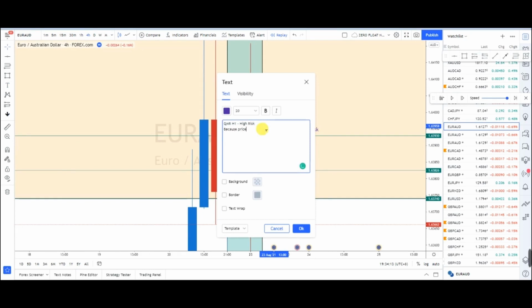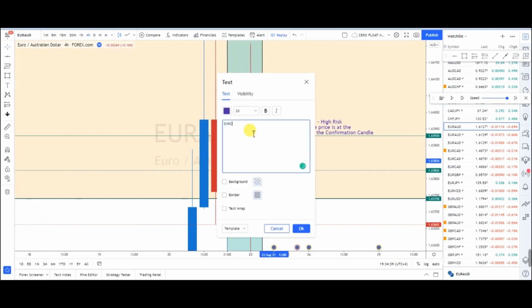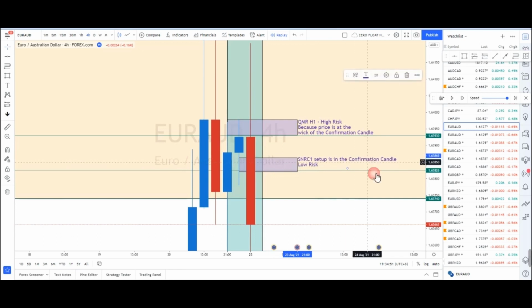Because price is at the wick of the confirmation candle. Okay. So we're going to mark this as high risk. Secondly, the SNRC1 is good. Okay, so the SNRC1 setup is in the confirmation candle. So this is low risk. SNRC1 is at the candle of the confirmation. H1 QMR is at the wick of the candle.